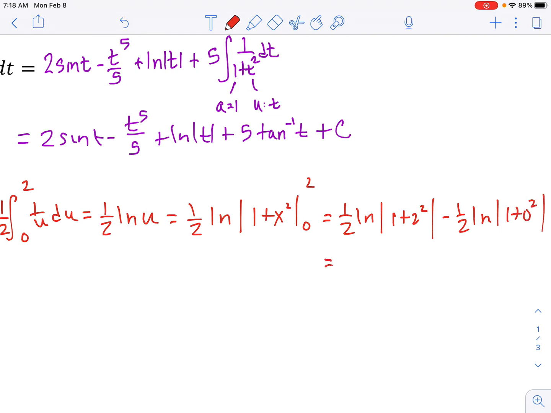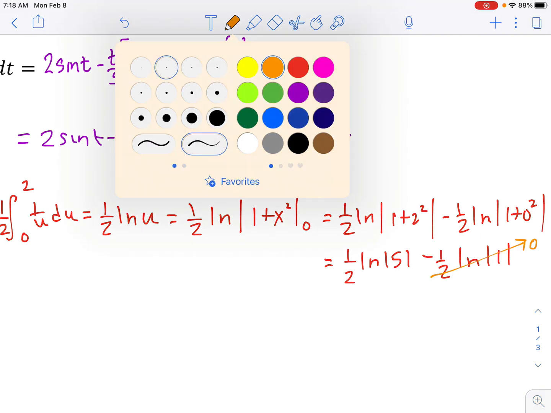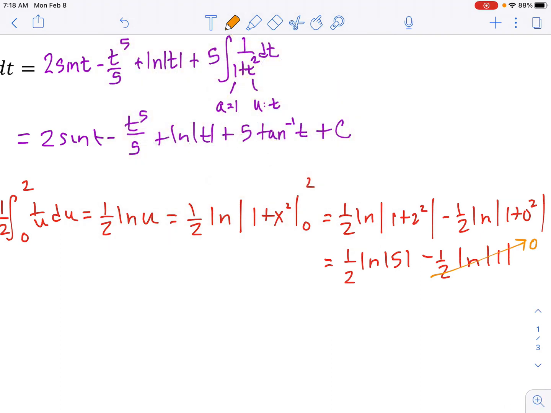Okay, and this is really common. This is 1/2 natural log of 5. And once we know it's a 5, we don't need the absolute values for sure. Minus 1/2 natural log of 1. Okay, this is the important thing here. The natural log of 1 is 0. They use this all the time. So look for those sort of things. Natural log of 1 is 0, and e to the 0 is 1. They do those things all the time. Okay, so the answer is 1/2 natural log of the absolute value of 5, or 1/2 natural log of 5.